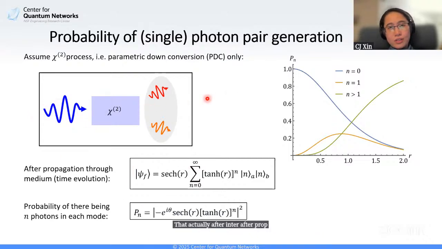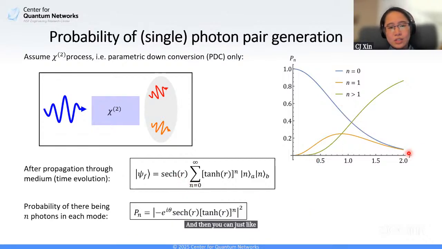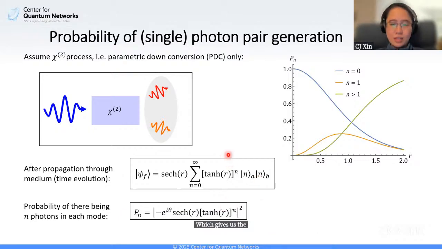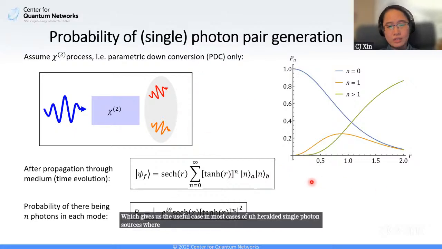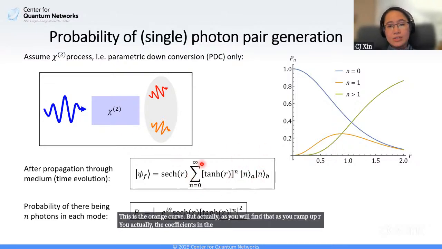So we can plot out the probability that, propagating for this length through the material, nothing happens. You have n equals 0, just like before. You can plot it out here as a function of R, the squeezing parameter. Then you can also plot it out for n equals 1, which gives us the useful case in most cases of heralded single photon sources, where you're guaranteed one photon in each channel. This is the orange curve. But as you ramp up R, the coefficients in the higher order terms also start getting very large.